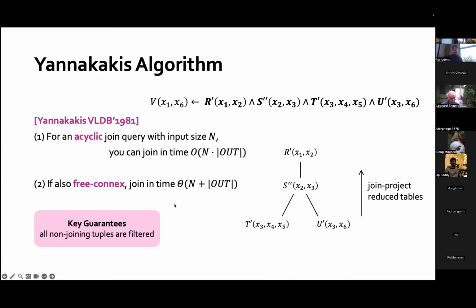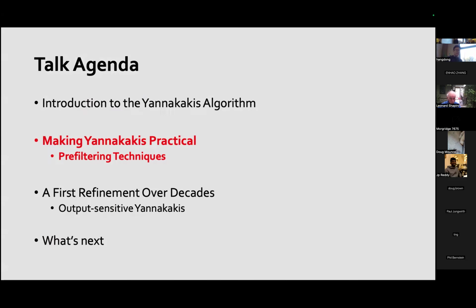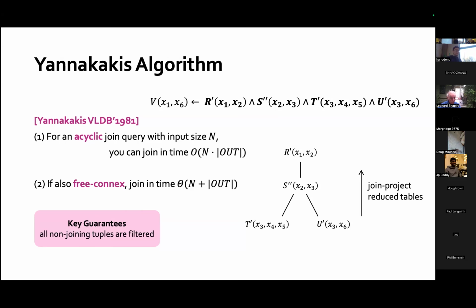The key guarantee that makes Yannakakis very interesting, both from a theoretical and a practical perspective, is that people have different names for this. They also call it full reducer. This says that after you have this kind of awkward back and forth pre-filtering, all of the non-joining tuples are pre-filtered by your semi-joins. That means whatever remains in any of the tables, let's say S prime prime, any x2 and x3 in that remaining table must participate in some way in the final output. So there would not be a case where the inputs are very, very large but the output is zero or very few. It cannot happen. So that's the very cool part on the theoretical side.